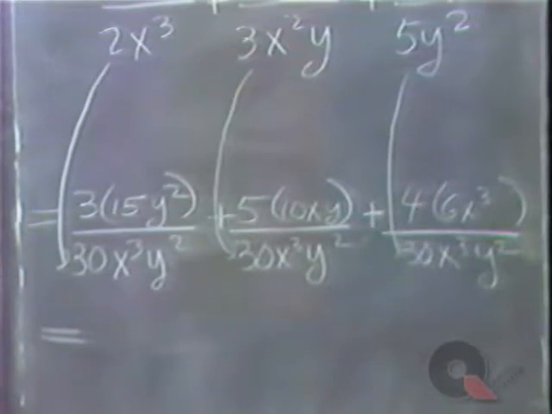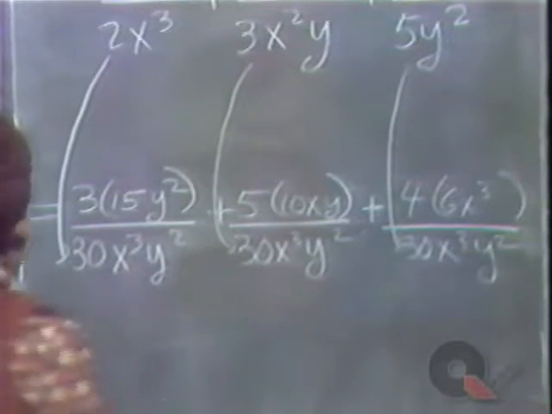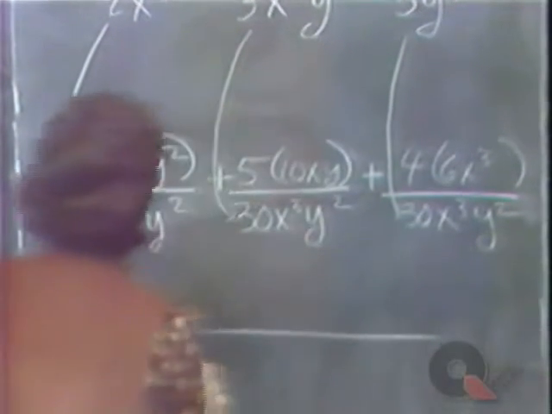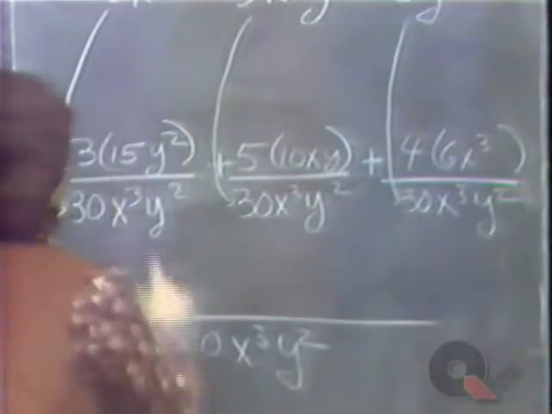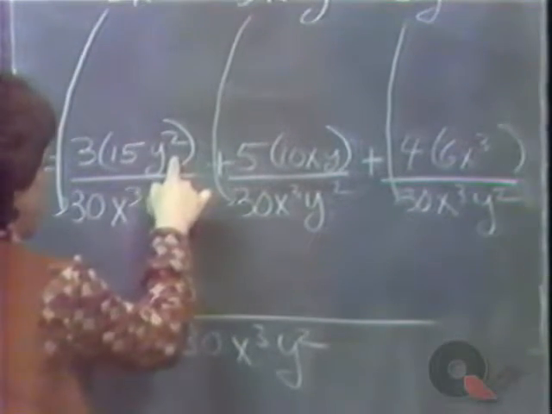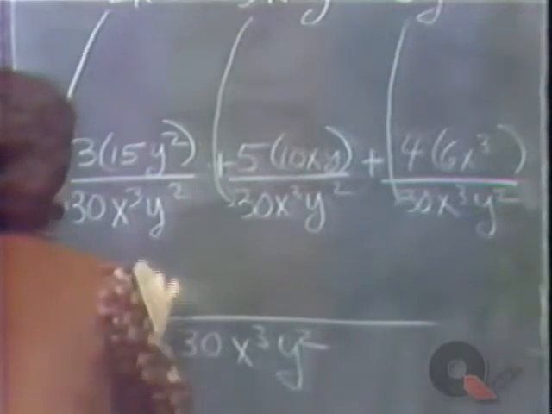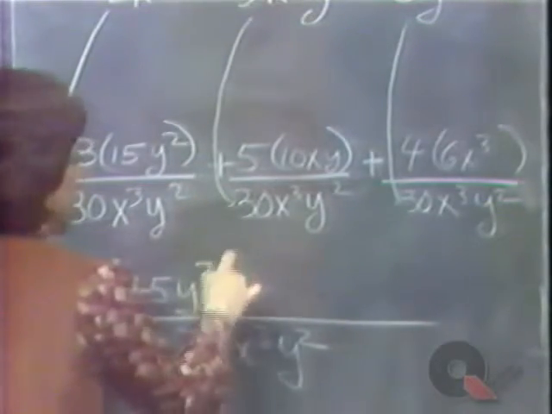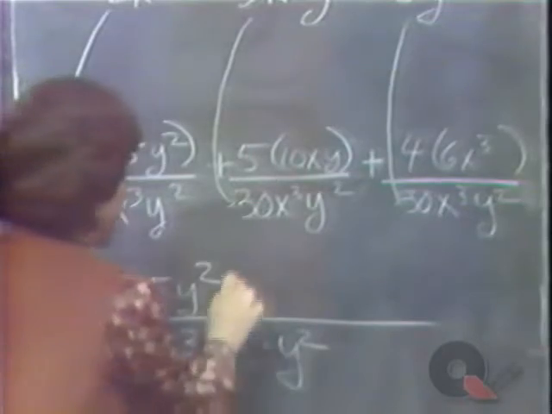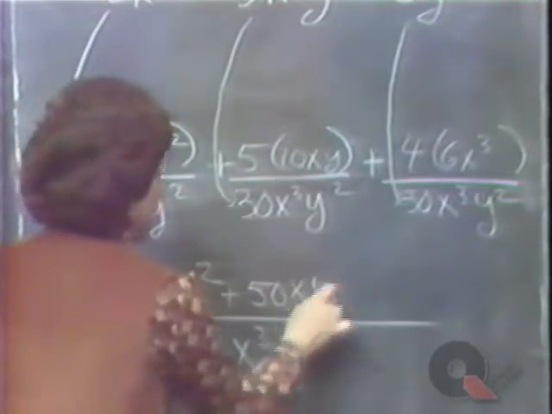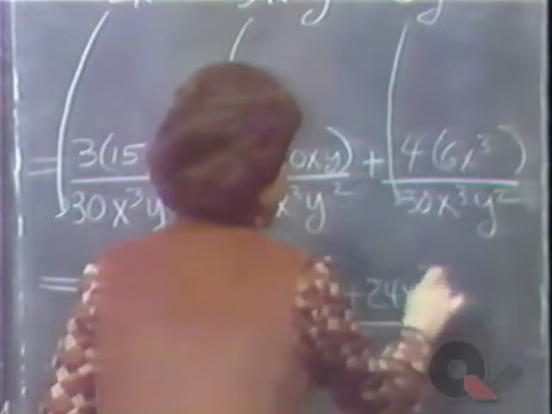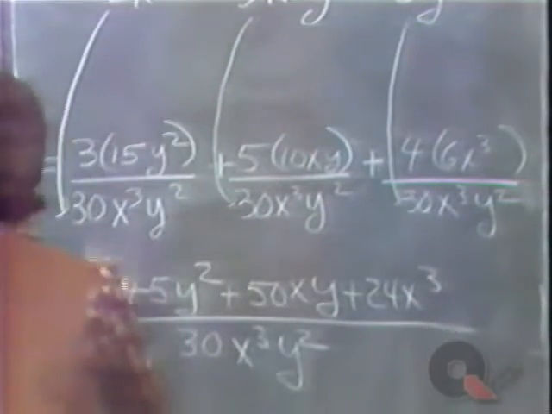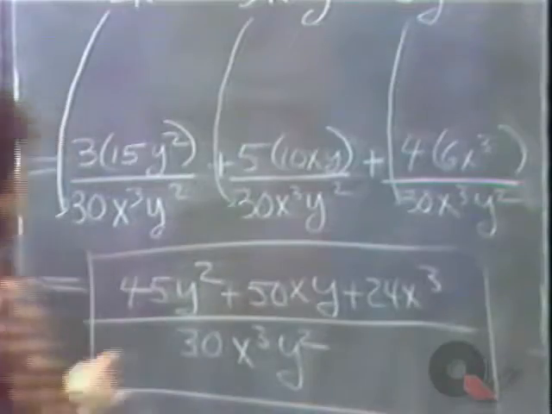Now, all of these fractions are equivalent to the ones that we started with, and yet they have the same denominators, so we can combine numerators over the common denominator. We have 3 times 15y squared. That's 45y squared. 5 times 10xy, that's 50xy. 4 times 6x cubed, 24x cubed. And this is the answer, and it's in lowest terms.